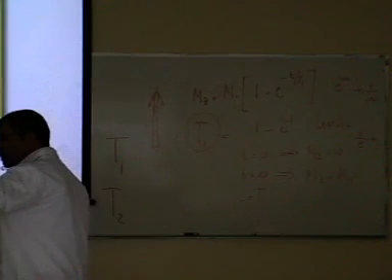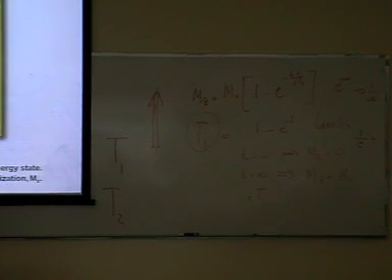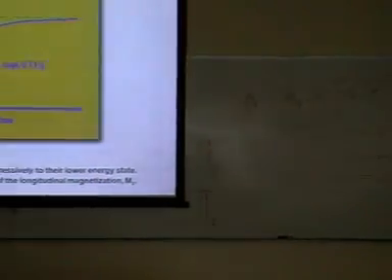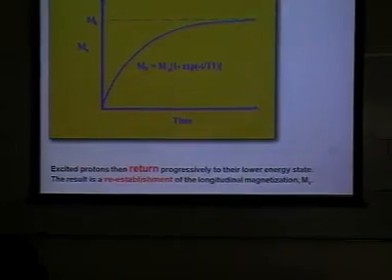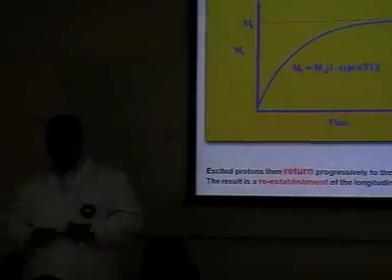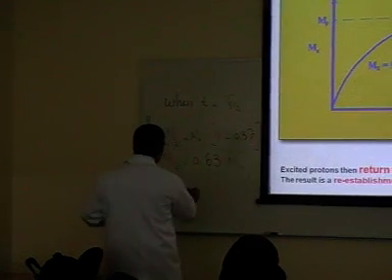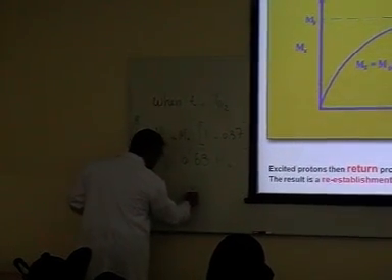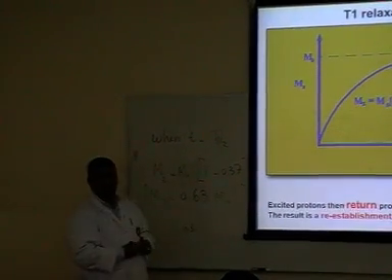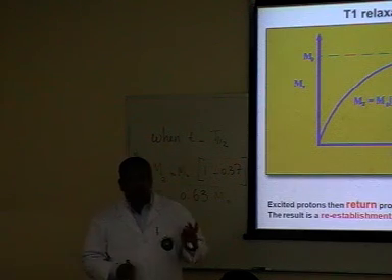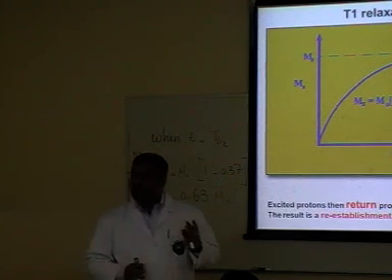It's the time needed for the longitudinal magnetization to reach 63%. Guys, remember, 0.63 is 63%. Right? 63% of its initial value.